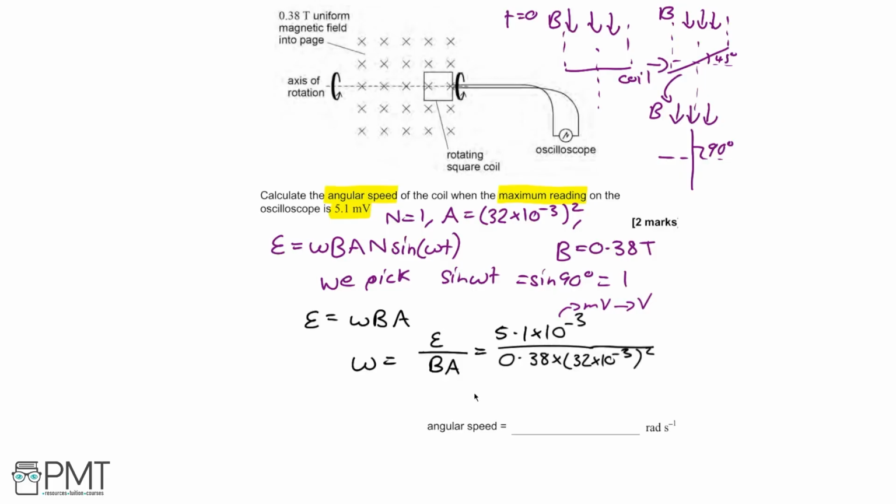Therefore, we get that omega is equal to 13.1064967, which is approximately equal to 13 radians per second. Therefore, our answer is 13 radians per second to two significant figures. In this question, we got 1 mark for using epsilon is omega BA times by n, and we've used n as 1 here, so knowing that the maximum EMF comes whenever sine of omega t is equal to 1. And then we got our 2nd mark for a correct final answer.